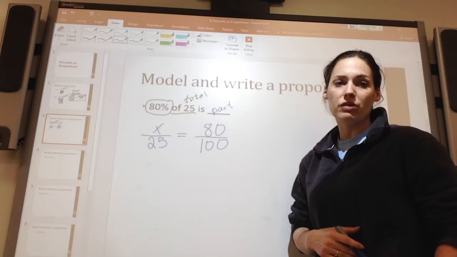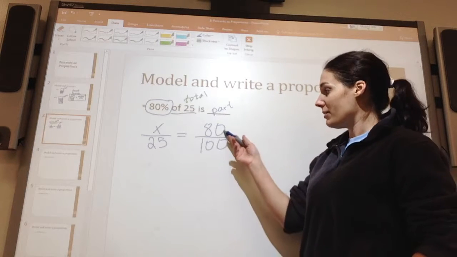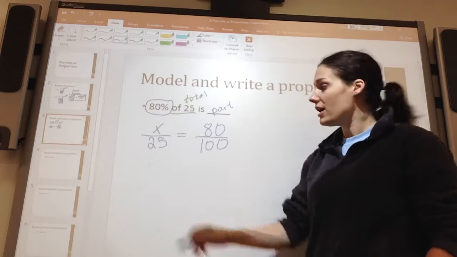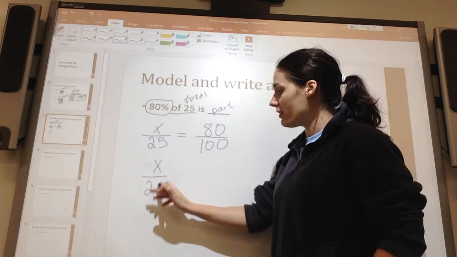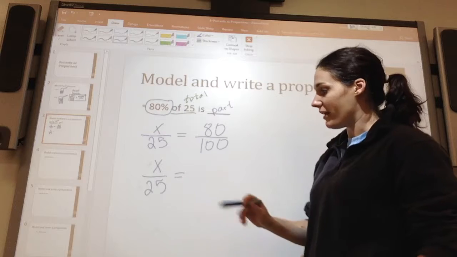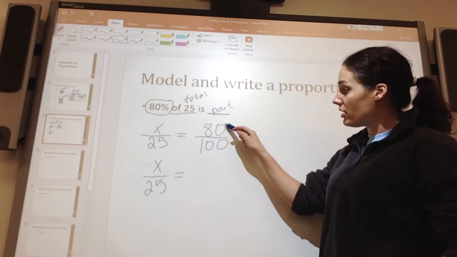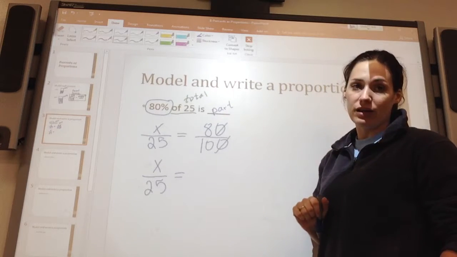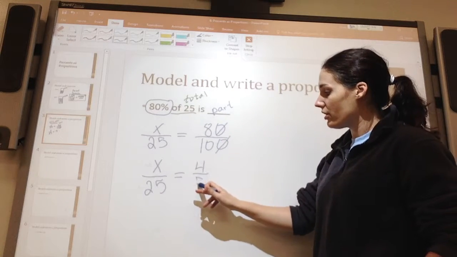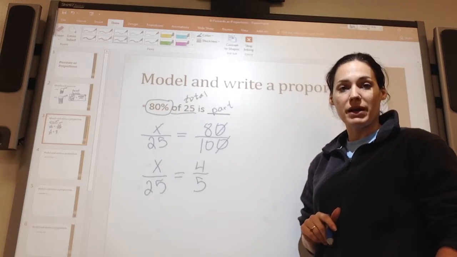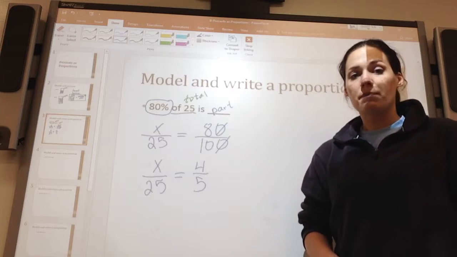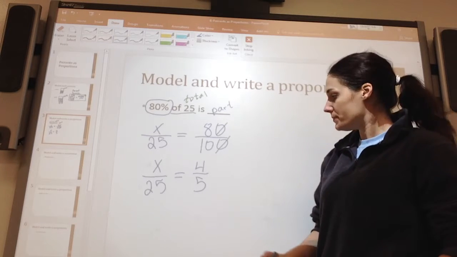You could use cross product right away, but I would encourage you to simplify because this 80 over 100 could be simplified quite a ways. So I'm going to rewrite this as X over 25. You're never going to be able to simplify where the unknown is. So I'm going to leave that X over 25 equals, well, if you simply divided by 10, you'd get 8 over 10. And then each of those are divisible by 2, so you would get 4/5. And then that's going to be a lot more mental math work instead of calculator work. You can use your calculators, but if you don't have to, don't.